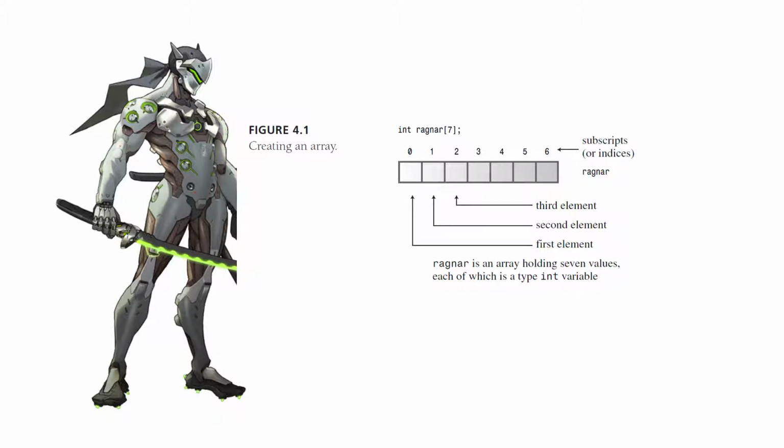So if you want a specific element out of that array, you have to tell it what number you want using these indices. And notice the indices always start at 0 and go all the way up to the count minus 1. So Ragnar here is an array holding 7 values. Each of those values is of type integer. The number of items is based on the number that you have inside the square brackets.